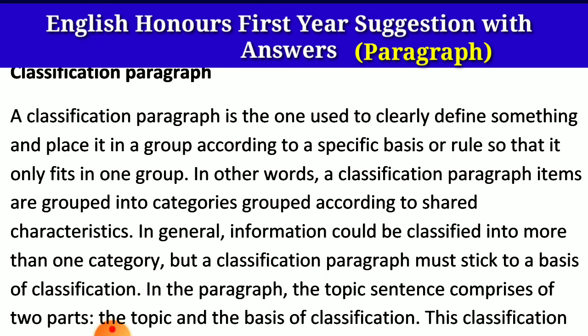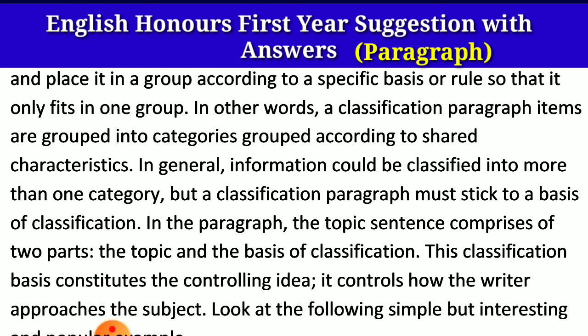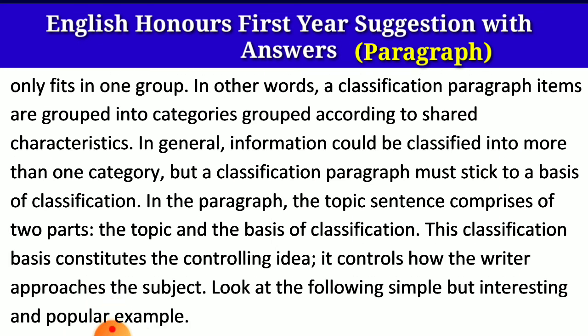In general, information could be classified into more than one category, but a classification paragraph must stick to a basis of classification. In the paragraph, the topic sentence comprises two parts, the topic and the basis of classification. This classification basis constitutes the controlling idea. It controls how the writer approaches the subject. Look at the following simple but interesting and popular example.